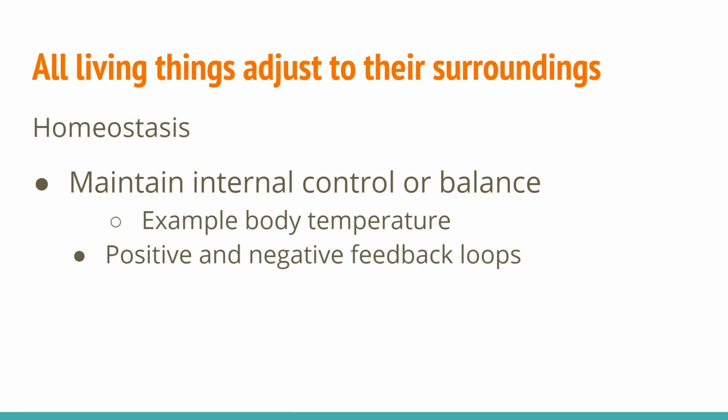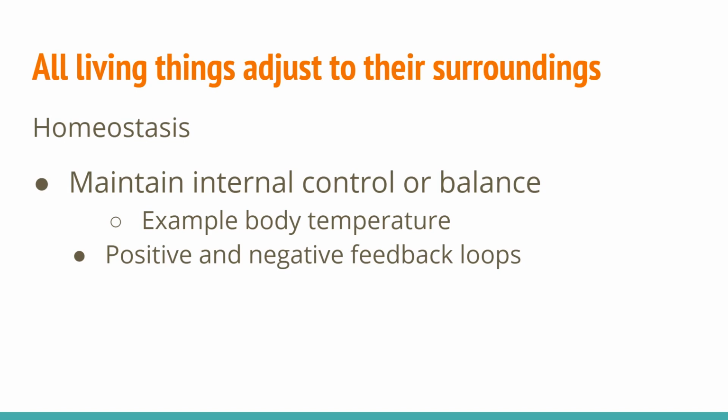All organisms, all living things, adjust to their surroundings. Now, the main term for this is homeostasis. This term will come back many times throughout the year. It means to maintain internal control or balance. So we are able to maintain our body temperature at 98.6 degrees.